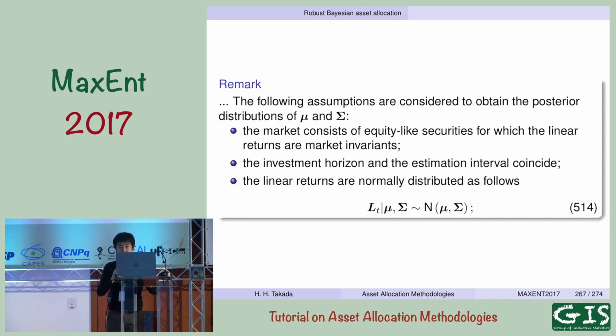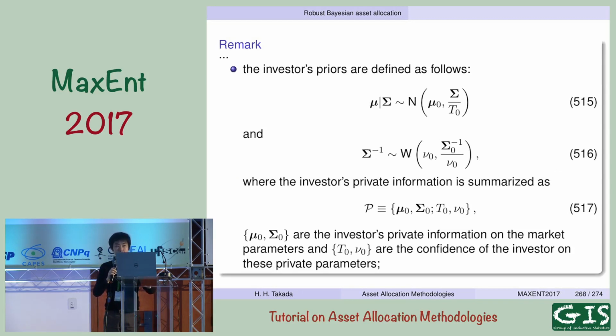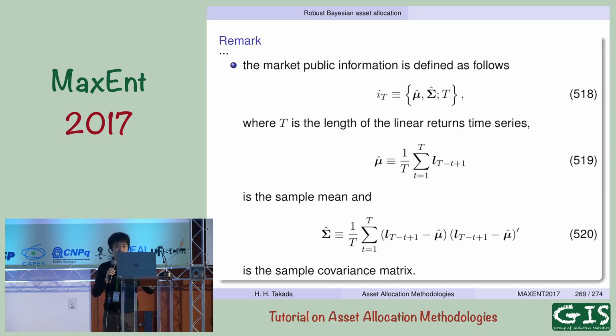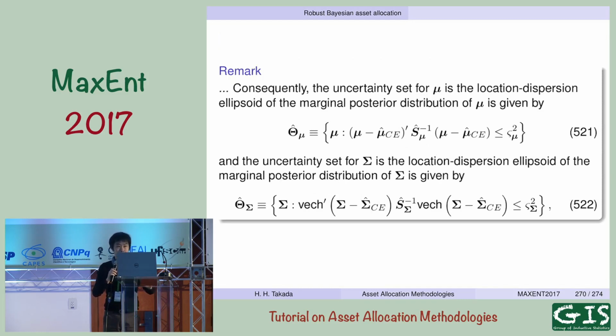And then with some assumptions, it's possible to present some expressions. So here we are considering linear returns. Again, normal, given mu and sigma. Mu is normal, and the inverse of the covariance matrix is Wishart distributed. The private information is mu0, sigma0, T0, and nu0. The public information is the sample-based estimators, so mu hat, sigma hat, and T. And the expressions for the uncertainty set for mu and for sigma are here.